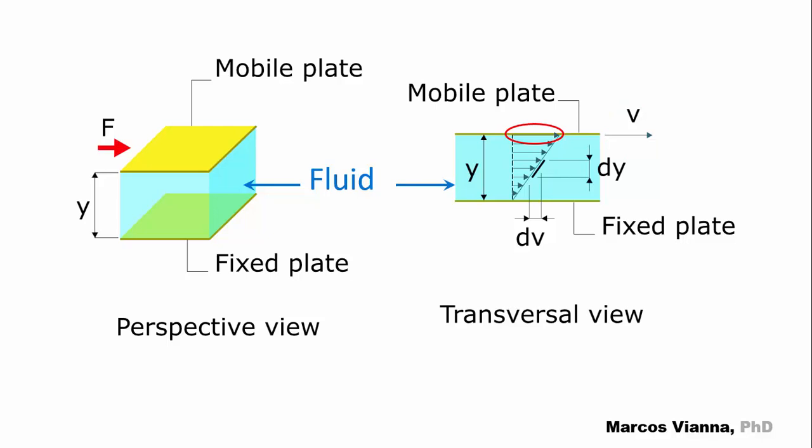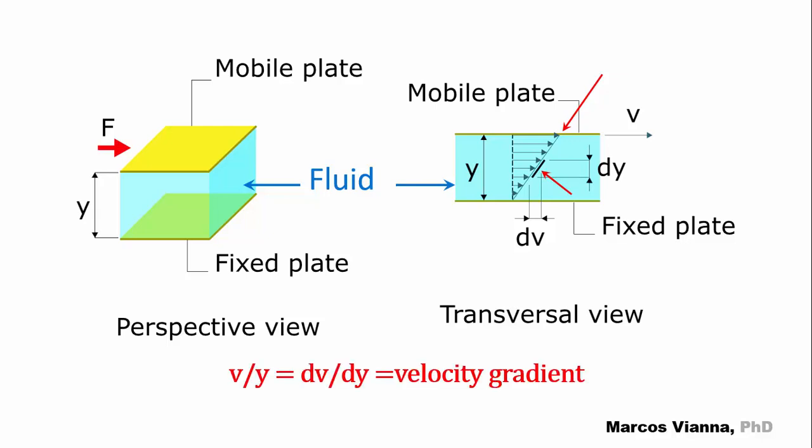The particle that is near the mobile plate moves with it, and the particle that's near the fixed plate stays with it. We're assuming that there's a linear velocity profile, which means that the velocity variation is proportional to the distance. So we have v over y equals dv over dy. Velocity gradient is the name of this relationship.